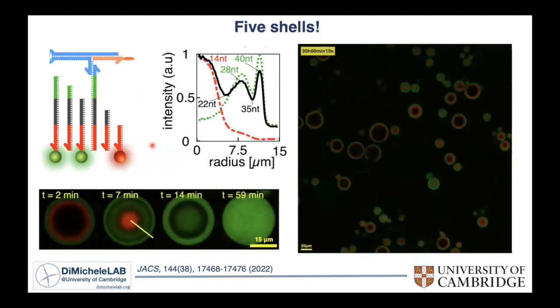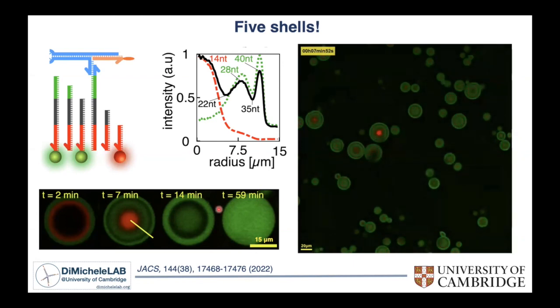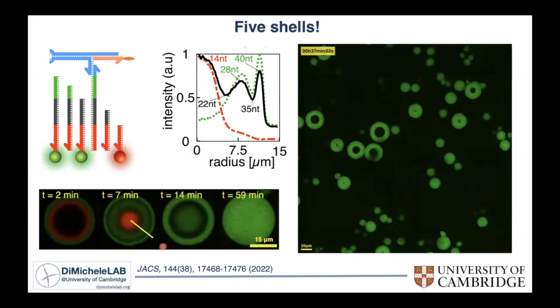We can go with 5 strands, to see if we can create 5 concentric rings. So here we have 3 fluorescent ones, 2 non-fluorescent ones. This video goes quite quickly and is a little bit mesmerizing as well. But if you look at the still of the video after about 7 minutes and you stare at it for enough time, you can convince yourself that there are 5 concentric rings. So you have red, black, green, black, and then green. And you can also verify this with a fluorescence cross-section.